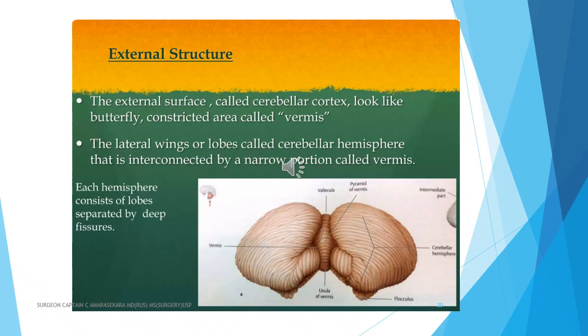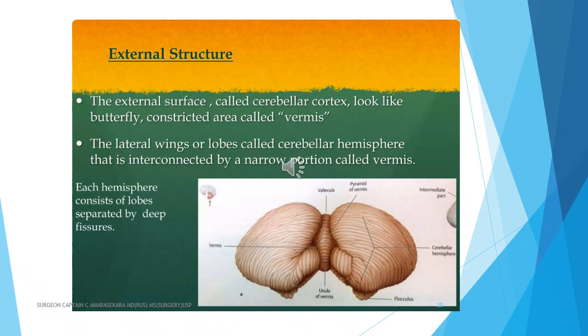So let's see what the key external structures are. Vermis, the midline structure controlling axial muscles and posture. Cerebellar hemispheres, lateral wings managing limb coordination. Tonsil, a part of the posterior lobe, clinically relevant in herniation syndromes. Uvula and pyramid, components of the inferior vermis involved in trunk stability.